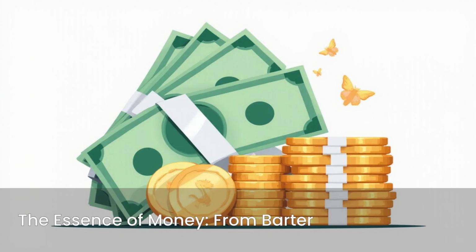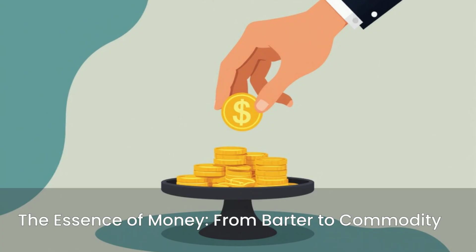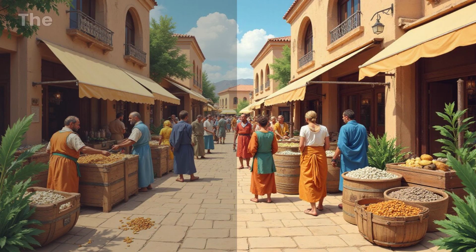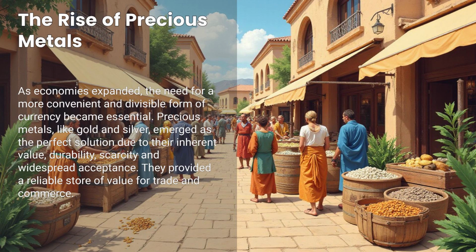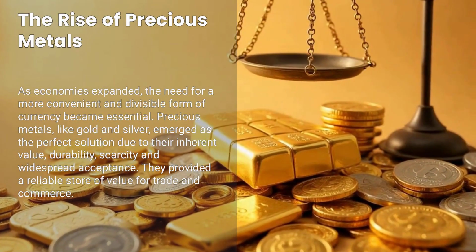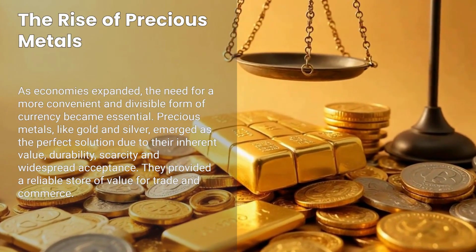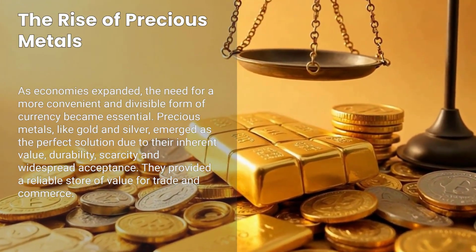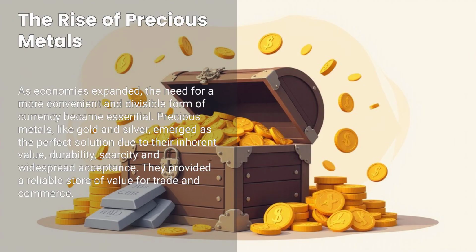Before delving into the gold standard, let's consider the very essence of money. For any currency to function, it must be trusted. Early forms of exchange, like barter, were inefficient, leading to the adoption of commodity money, items like salt or shells with intrinsic value. As economies grew, the need for a more portable and divisible medium of exchange became paramount. Precious metals, particularly gold and silver, emerged as ideal candidates due to their scarcity, durability, and universal appeal. They offered a tangible store of value.